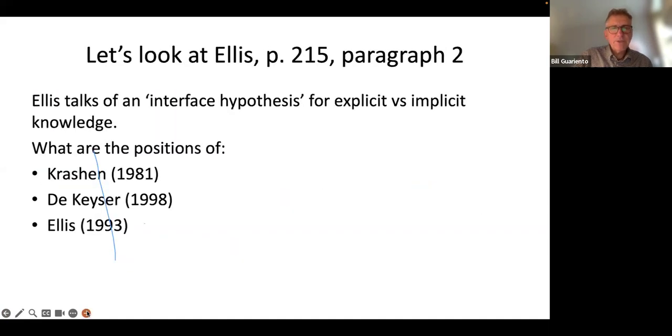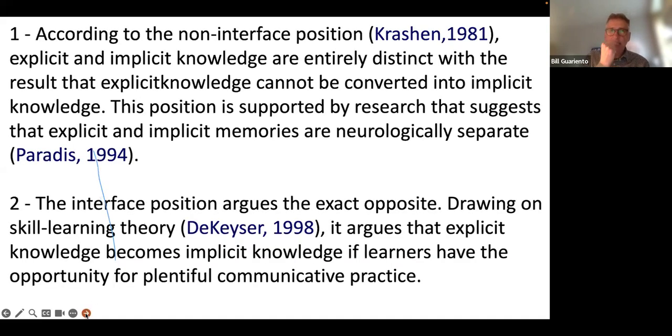So those were the stages of the lesson. And we were looking at your homework, okay? We were looking at Ellis, page 215, paragraph 2. And we've already answered these questions at the beginning of the lesson. Ellis was talking about an interface hypothesis for explicit versus implicit knowledge. And you told me the positions of Krashen, DeKeyser, and Ellis already. Fantastic. And these were the answers.